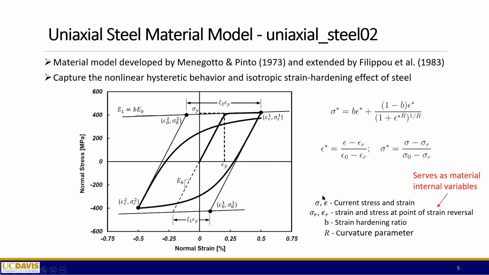So the main parameters here are the current stress and strain. Note that the material is uniaxial, so you have a scalar stress and scalar strain. And also you have the stress and strain at the point of strain reversal. These two parameters serve as material internal variables. Basically, it remembers the loading history, the loading path of the material. And also we have a number of material constants to define a more detailed stress behavior and also the hysteretic behavior of the model.